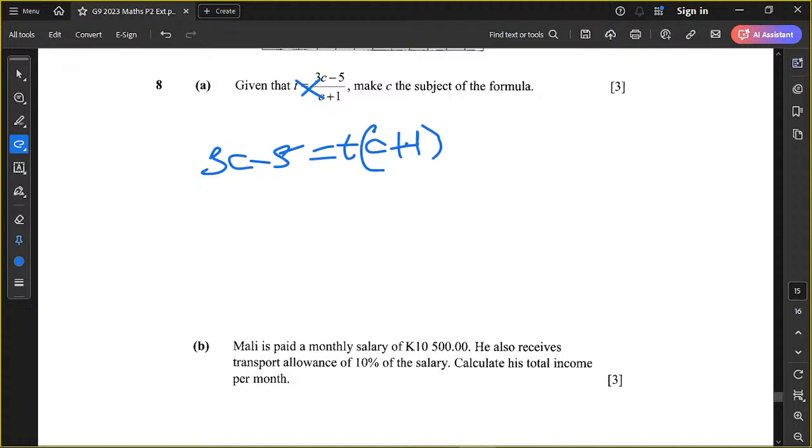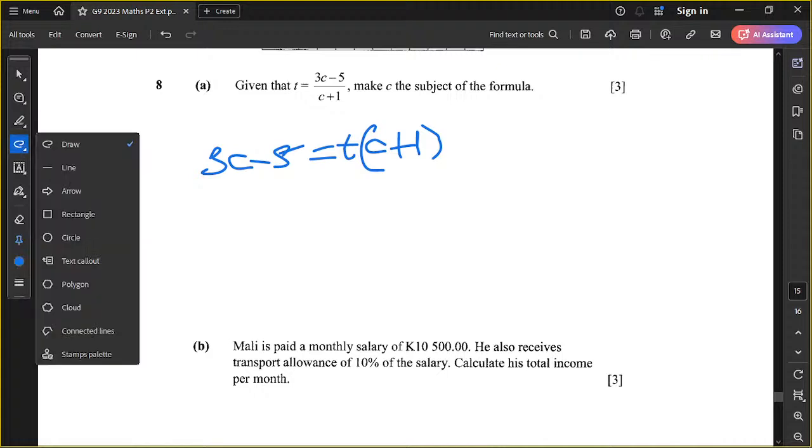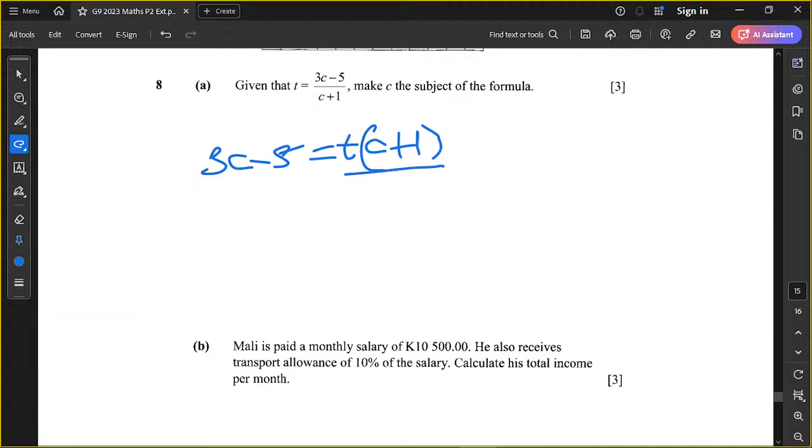I hope that is 1. That is c there as well. Okay, we have come up with t like that. Then we evaluate what is in the bracket. So we say 3c minus 5 is equal to t times c, which gives us tc, plus t times 1, which gives us plus t, like that.